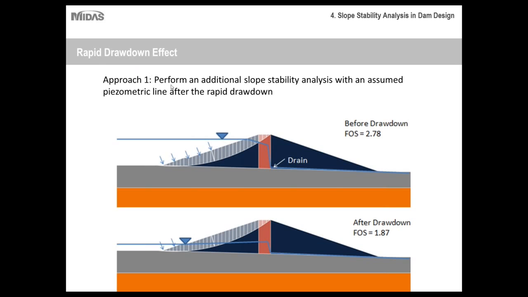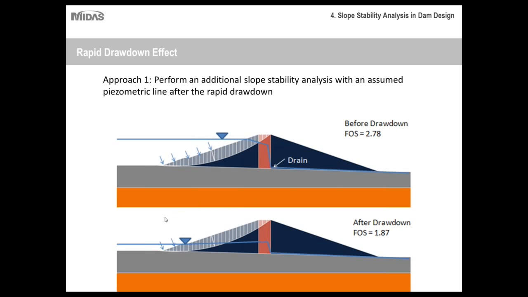So there are two ways you could analyze the effects of rapid drawdown. The first approach is to perform an additional slope stability analysis with an assumed piezometric line after rapid drawdown. In other words, you'd have a before and an after. So before rapid drawdown, here's your water level. You'd calculate the factor of safety by taking into account just the hydrostatic loading. And here it's about a 2.78.